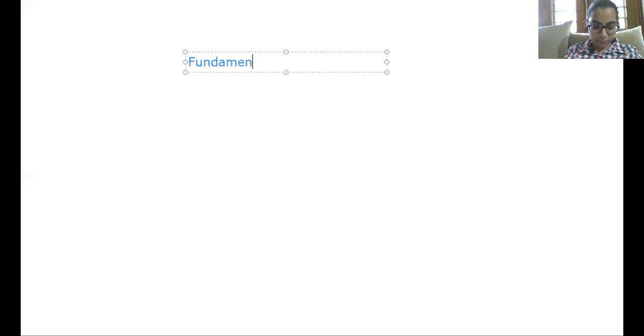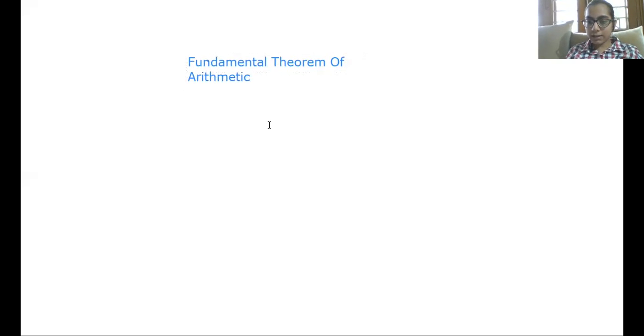fundamental theorem of arithmetic. Basically, this is nothing. It just means that every number has a unique prime factorization and it can be expressed in only one unique way if we ignore the arrangement, right?